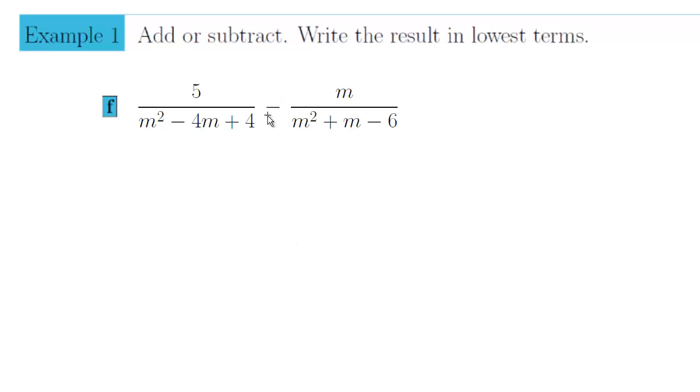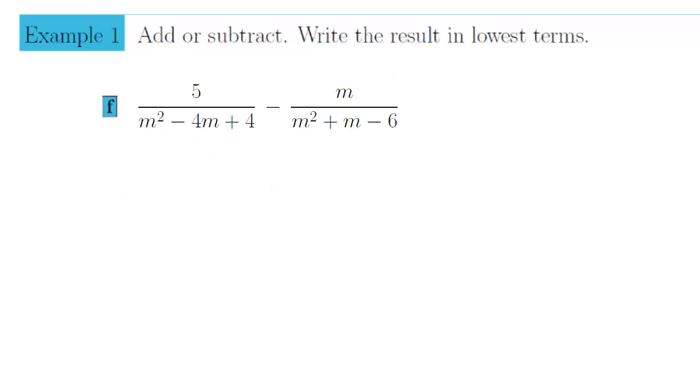Observe we have subtraction this time, and in order to subtract two rational expressions, we need a like denominator. These are different, so our first step will be to obtain the least common denominator for these rational expressions. How do we do that? Well, we have to factor out each denominator first.